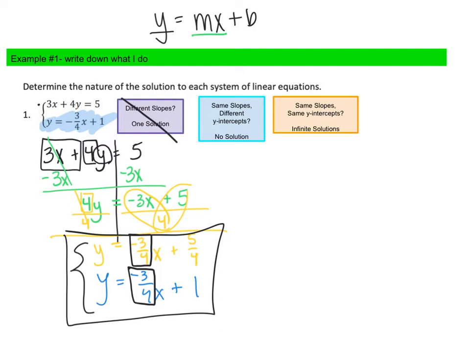Okay? So they have the same slopes. Do they have different y-intercepts? Well, this one is an intercept of 5/4. This one is an intercept of 1. So yes, they have different y-intercepts. So what does this mean? This means these lines are parallel. There's no solution.